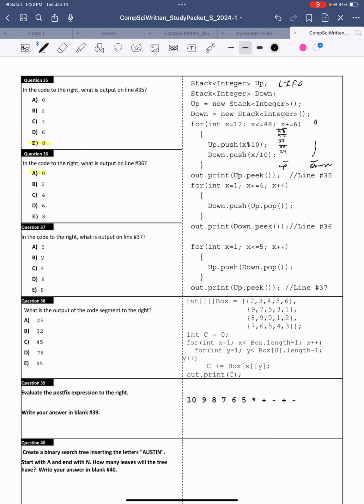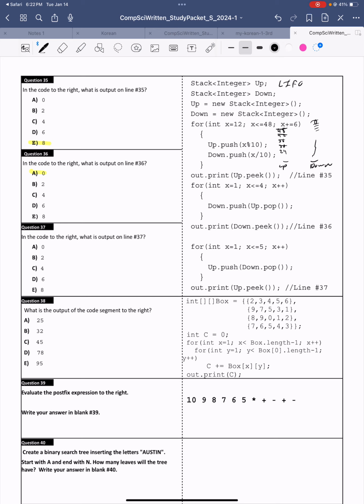Look at 37. What's the output of line 37? It's going to run 5 times, and we're going to pop down 5 times. So remember we added 4 to down, which was the numbers at the top of the up stack. So we don't really care about those numbers. So, 1, 2, 3, 4. Then we're going to pop the top number from the down stack that was originally there, and then we're going to push it to U.